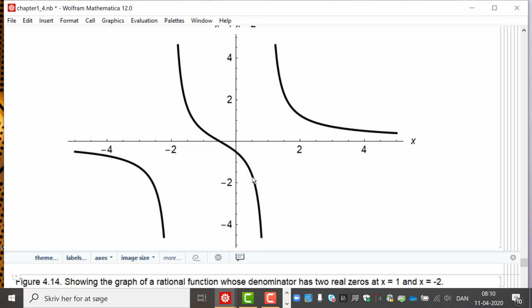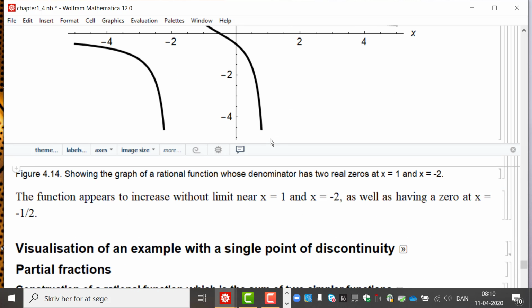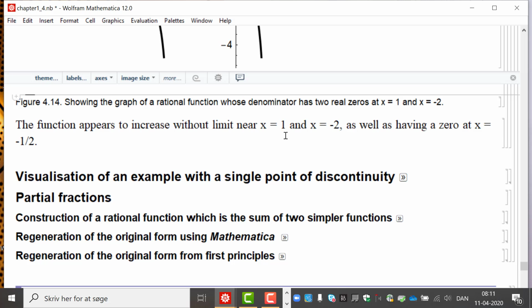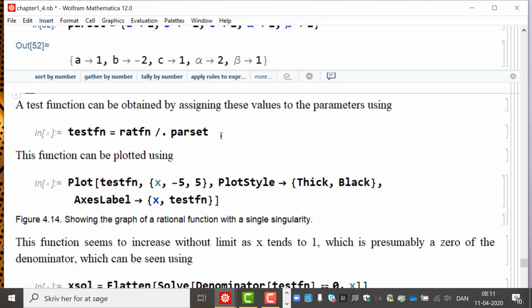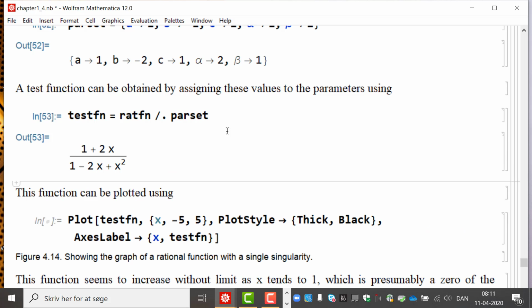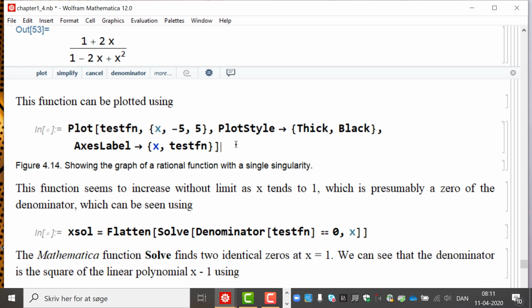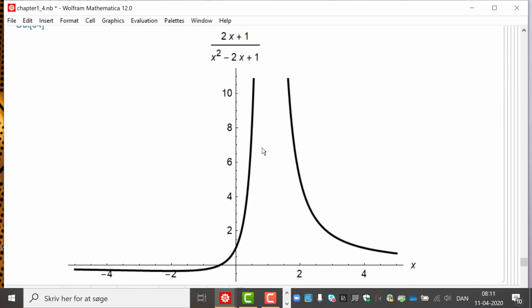So this is kind of interesting. So we can see that this function appears to have a discontinuity at minus 2 and another one at plus 1. So that's what it looks like. So let's visualize the same thing. So we can define a new set of parameters. A equals 1, b is minus 2, c is 1, alpha is 2, beta is 1. So we can define those values for the parameters in our rational function and set them using that. And now we can plot that function. And that's what it looks like.